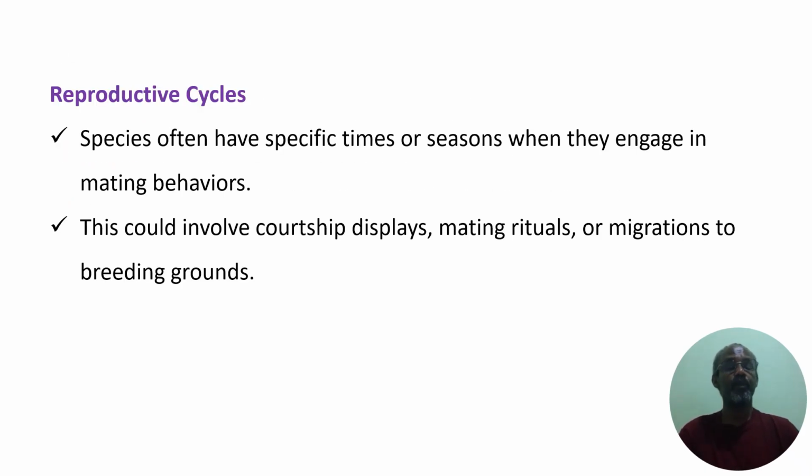Reproductive cycles are other types of cyclic behaviors. Species often have specific times or seasons when they engage in mating behaviors. Dogs do have mating seasons. The only non-seasonal animals, of course, may be human beings, and sometimes dolphins. Mating seems a way of enjoyment for dolphins and humans, of course.